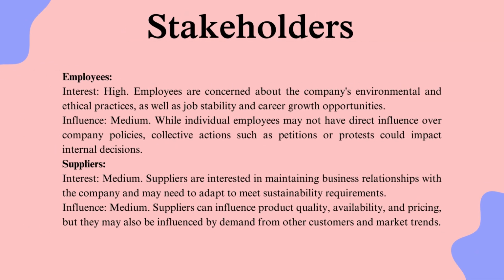Employees. Interest is high. Employees are concerned about the company's environmental and ethical practices, as well as job stability and career growth opportunities. Influence is medium. While individual employees may not have direct influence over company policies, collective actions such as petitions or protests could impact internal decisions. Suppliers. Interest is medium. Suppliers are interested in maintaining business relationships with the company and may need to adapt to meet sustainability requirements. Influence is medium. Suppliers can influence product quality, availability, and pricing, but they may also be influenced by demand from other customers and market trends.